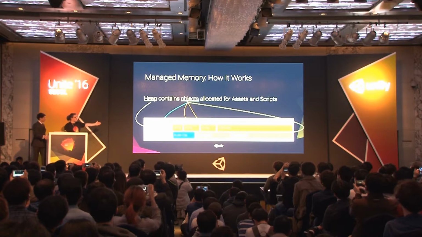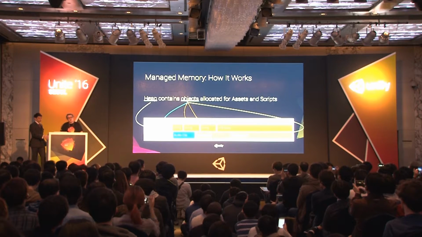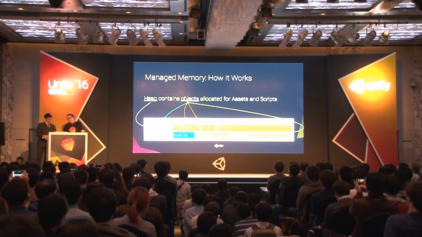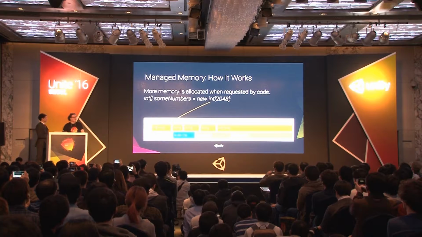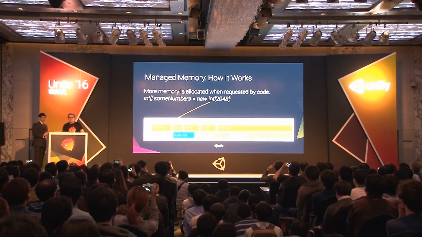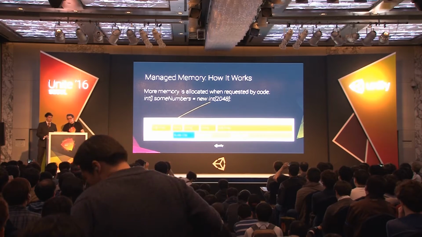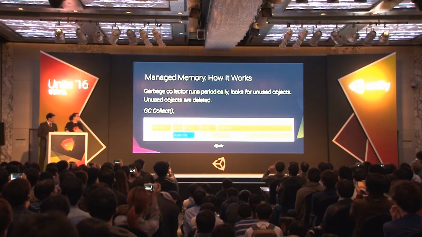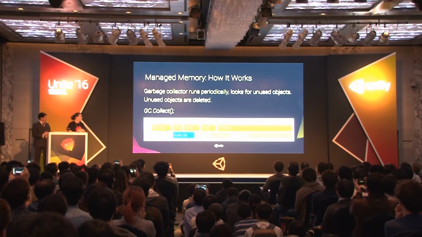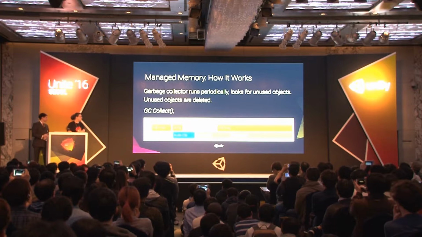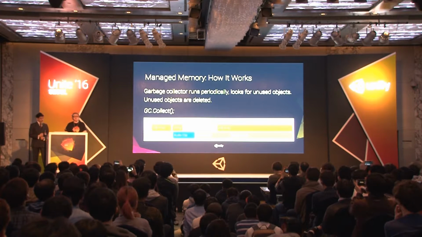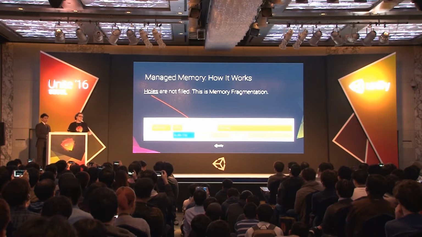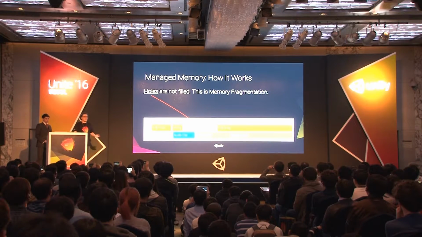So the white area here represents the entire managed heap, and the objects inside it are the objects that you would have allocated. So when we need some more memory for managed objects, it will go into a space in the heap. And then periodically, the garbage collector will run. It will look for unused objects. When it finds one, that unused object is then deleted. That's your basic garbage collection process. Now, be aware that that gap has been left behind. So there is now a hole in memory, and the memory is fragmented.